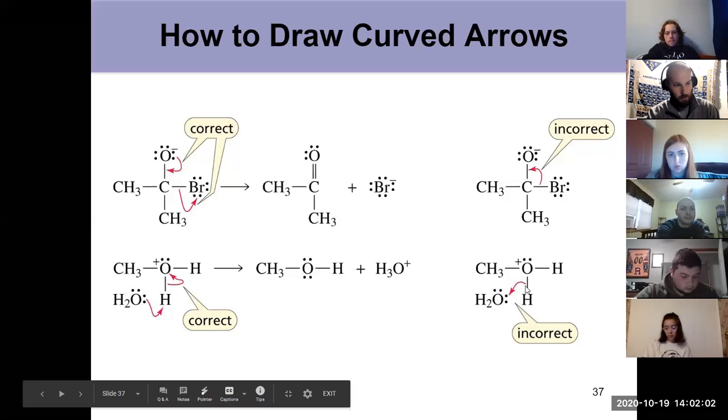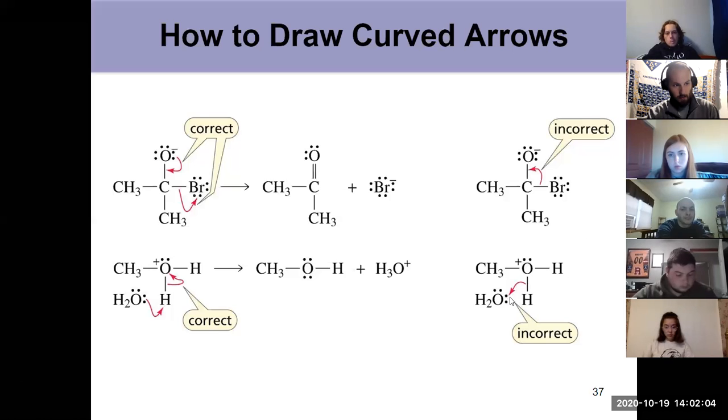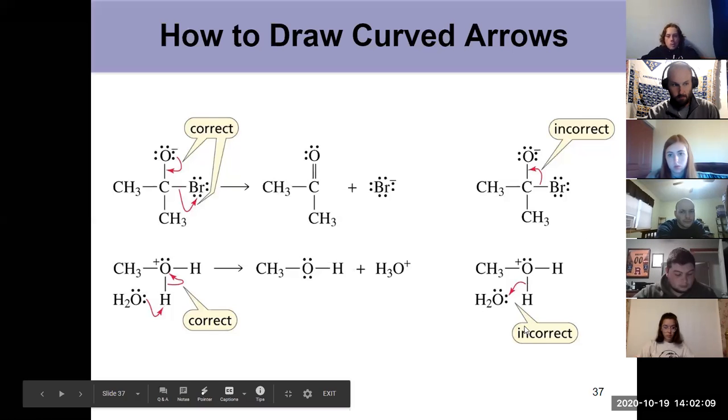Over here, what's wrong? Electrons pointing right at more electrons. So this is an example of two nucleophiles. Right? I wouldn't point electrons at more electrons.